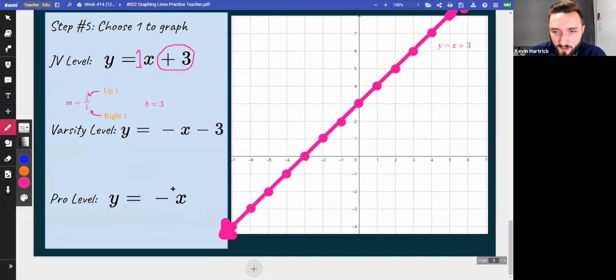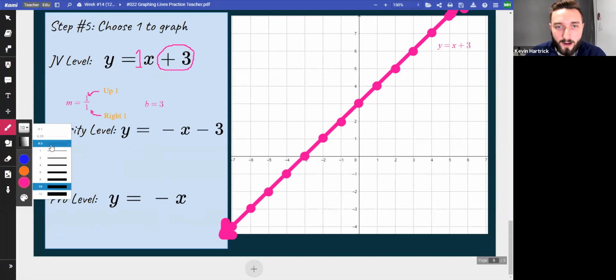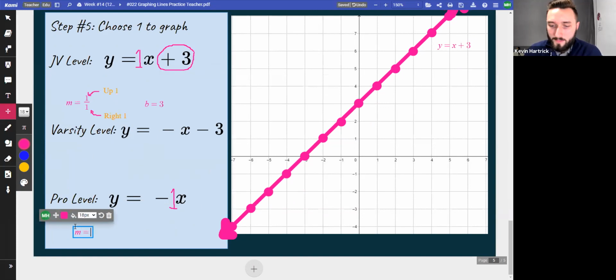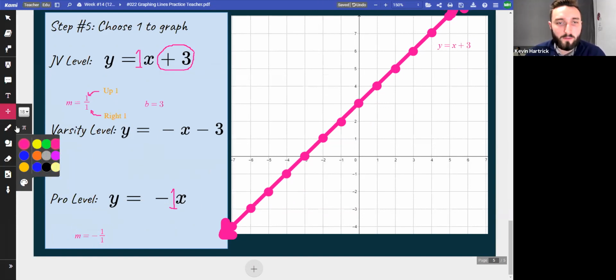So first thing you should notice is there's nothing here, right? There's nothing in front of that x except this minus sign. What is this number? Well, we know from the last video, the number here is a 1. So this slope is actually a -1. M equals -1. And remember, we always put it into a fraction, -1/1. Okay, so now we know what the slope is.